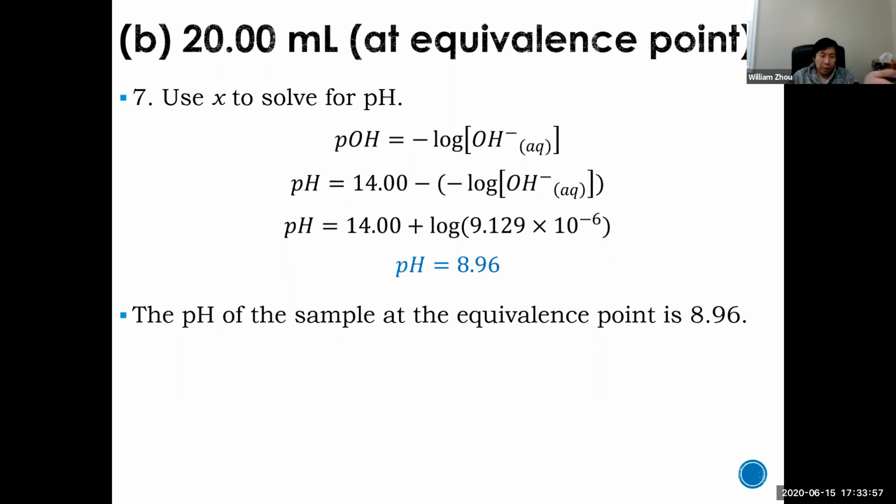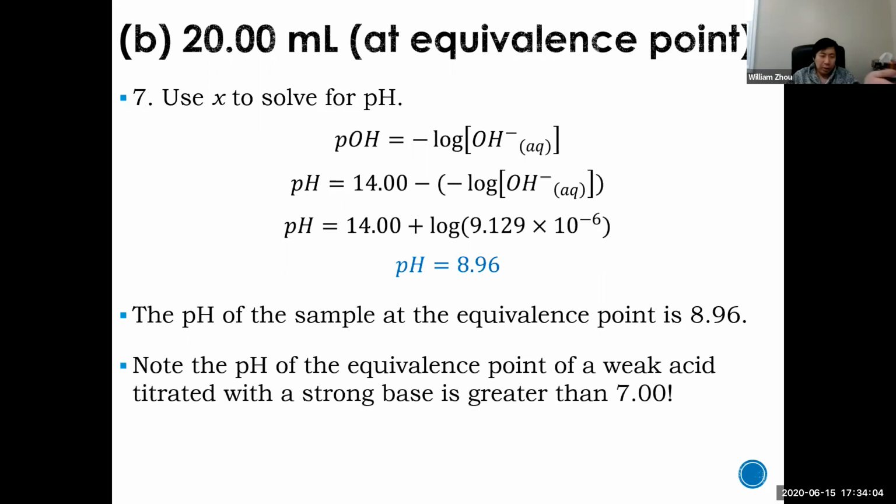You see, that was a long calculation. We eventually arrived at this number. I just want to note that the pH of the equivalence point between a weak acid titrated with a strong base is always going to be greater than 7. It is always going to be basic.